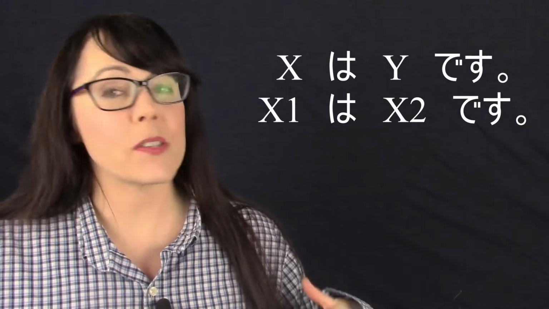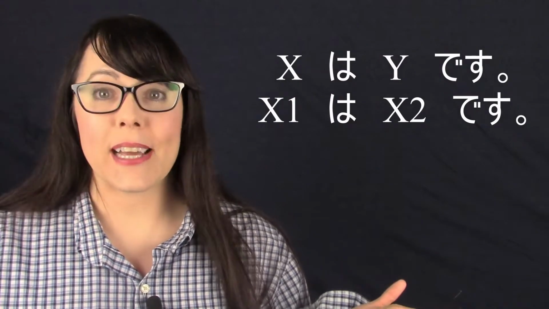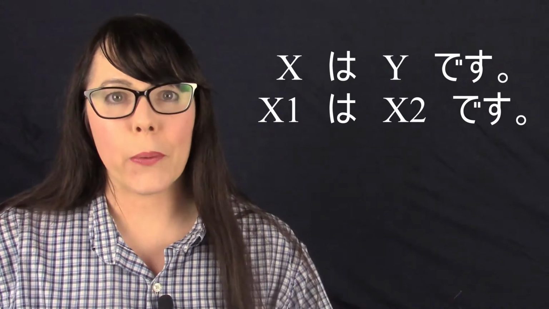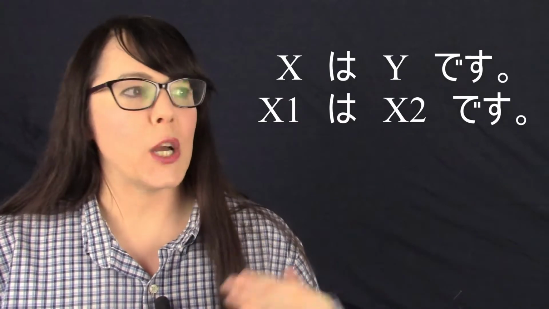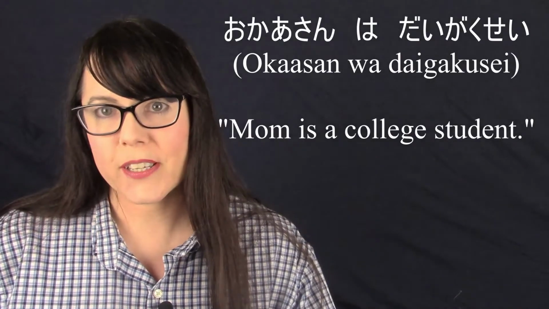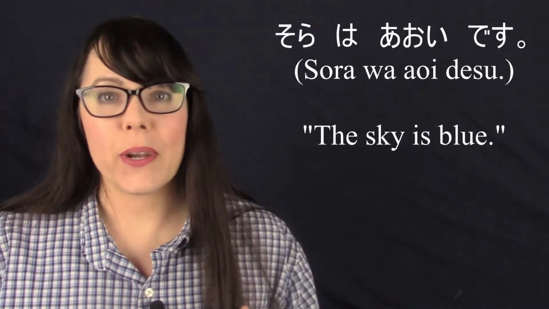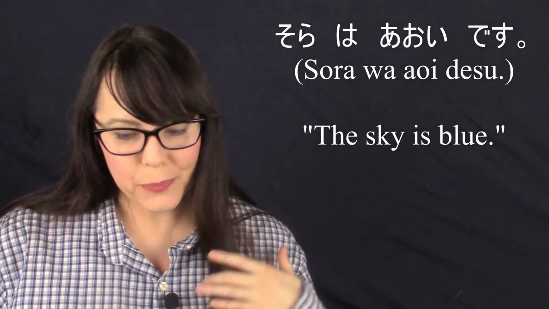So in the last couple videos, we learned about the model sentence x wa y desu or x1 wa x2 desu. So in x1 wa x2 desu, we're talking about a noun is another noun, like my mom is a college student. In x wa y desu, we're talking about a noun and an adjective. So we're saying a noun is an adjective, like the sky, a noun, is blue, an adjective.